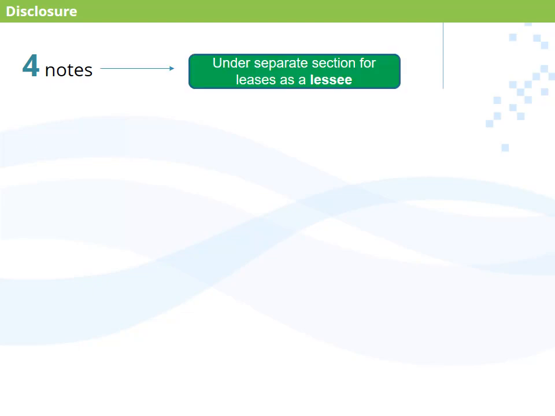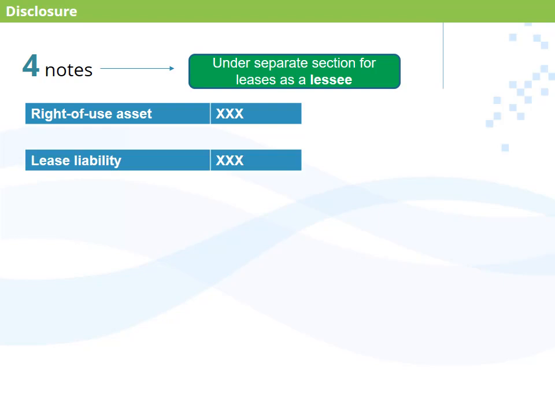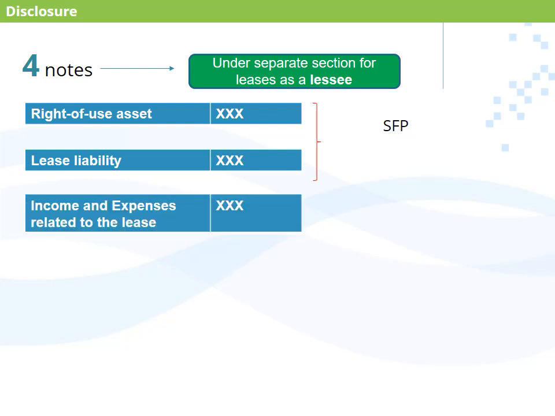So IFRS 16 requires 4 notes under a separate section for leases within the notes. And if you think back to the previous slide, that makes sense. So we have one for a right of use asset, one for the lease liability, and those explain the line items on the statement of financial position. There is then one note that explains all the income and expense line items in the SPLOCI. So that is depreciation, variable lease expenses, finance costs.